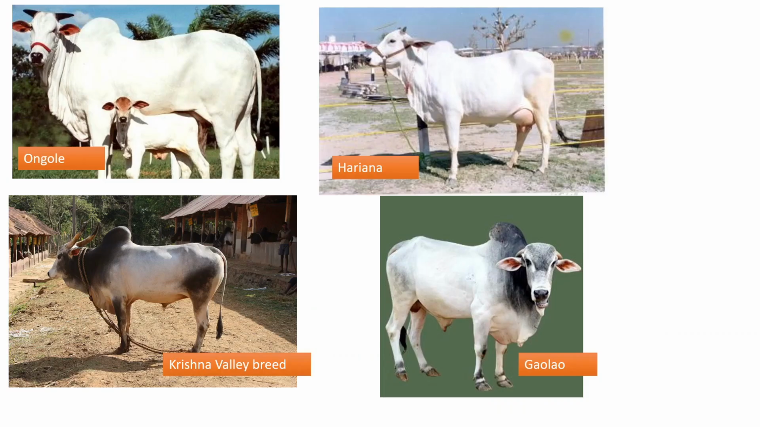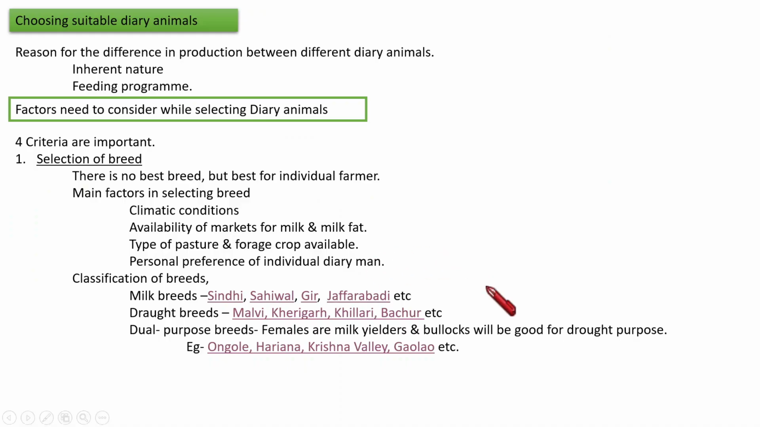So images are here. Ongole. This is Hariana. You can just try to discriminate between each of these varieties. Krishna Valley breed, Gaolao. These are the dual purpose breeds: Ongole, Hariana, Krishna Valley. These names are very easy to remember. So that's about the classification of breeds according to their benefit.